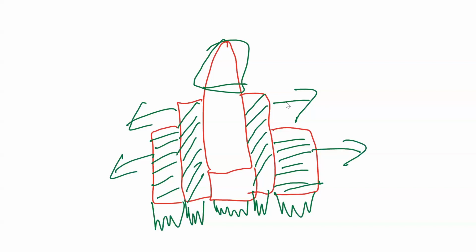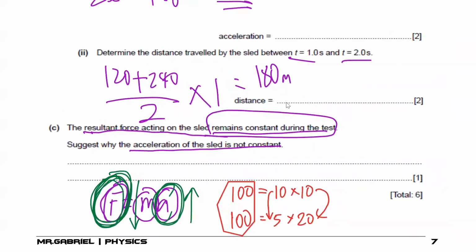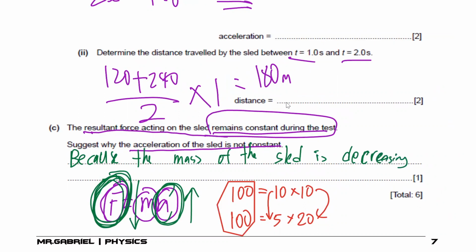So yeah, this is one of the interesting things. Okay, so from here, having said that, you're supposed to write this down, guys. Just why the acceleration of the sled is not constant: because the mass of the sled is decreasing. Or you could say because they finish up using the fuel, or you could say that the fuel mass is decreasing, or something along those lines.